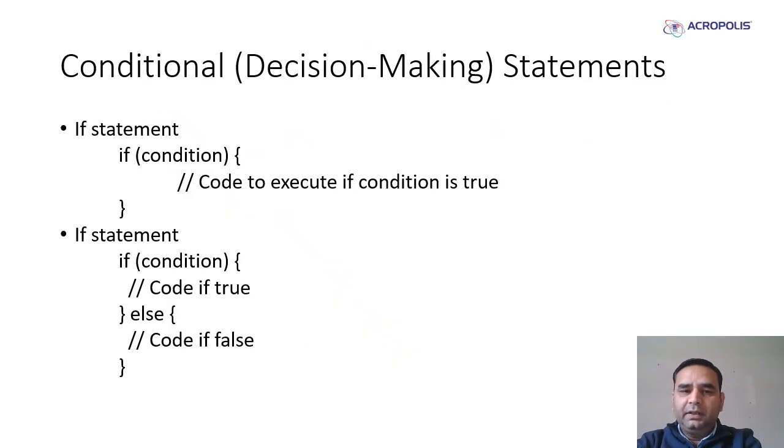So starting with the conditional statements, that are called decision making statements. These are used to control the flow of the execution of your program. So the very first statement is the if statement, that is used to check a condition, and if that condition is true, then a particular block of code is executed, otherwise it will not be executed.